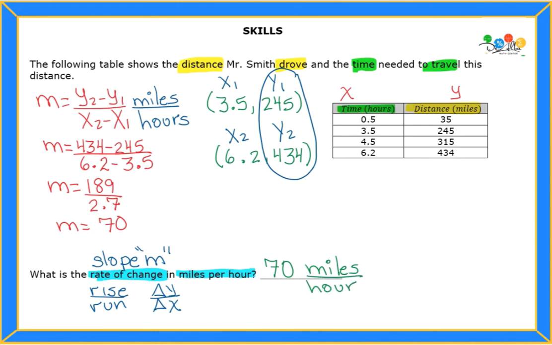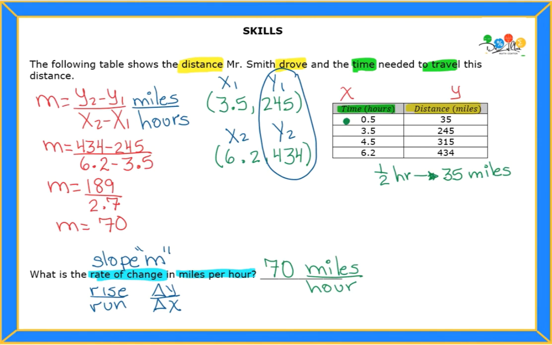Let's analyze that answer and compare it to the table that is given to you. So I'm going to choose the first point, which is 0.5 hours, and I'm going to change 0.5 to a half of an hour. So half of an hour goes with 35 miles. So what does that mean? It means that Mr. Smith traveled 35 miles in half an hour.